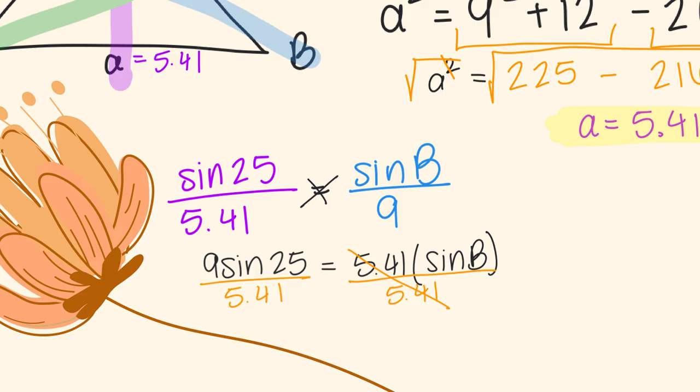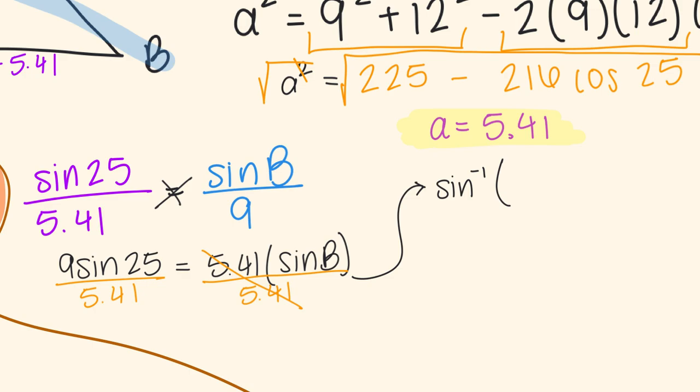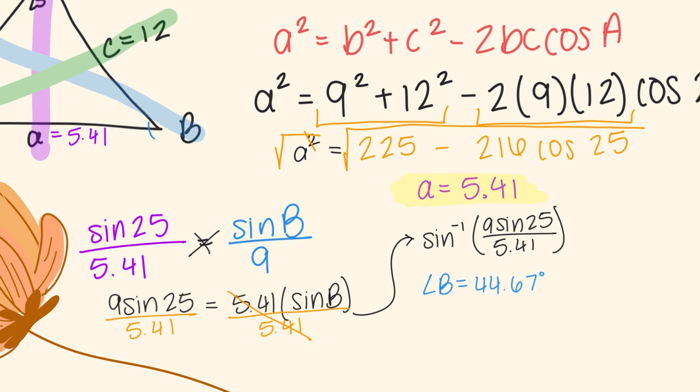And if I'm solving for an angle, I have to use that inverse. So writing it over here, I'm going to have sine^-1 of 9 sine 25 over 5.41. All right, if you plugged it in correctly, angle B should be 44.67 degrees. So writing it in, 44.67 degrees. And that would be your answer for angle B.